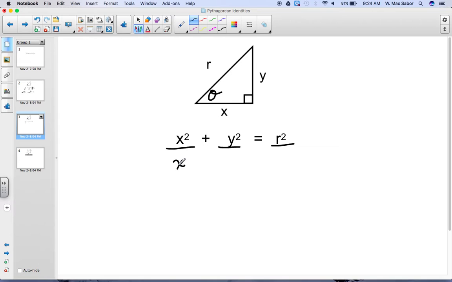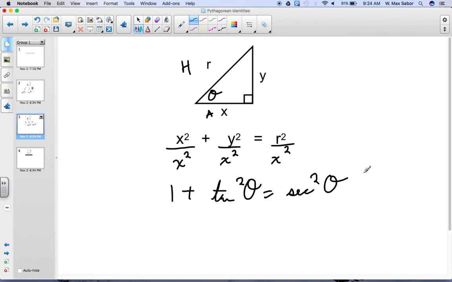So I don't care which one we divide by first. We could divide by x squared. If we divide by x squared, what we get is 1 plus what's y over x? Well, that's tangent. So tangent squared of theta. Please remember that these have squares in them. Otherwise, these are not true statements. And r squared over x squared, that's hypotenuse over adjacent. So that is secant squared of theta.